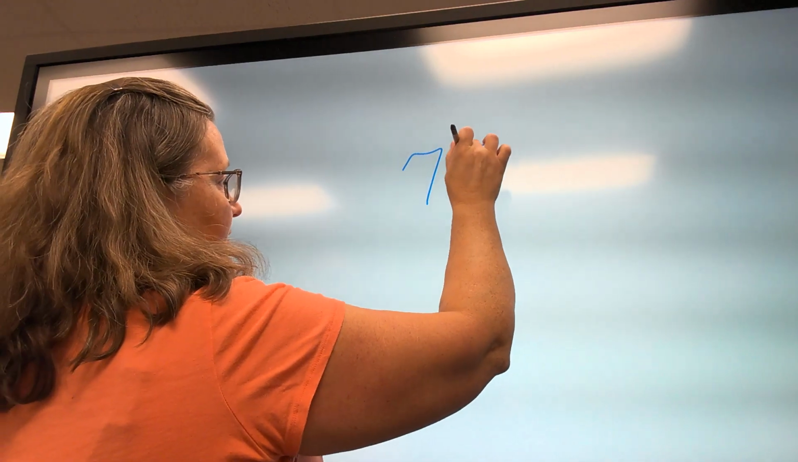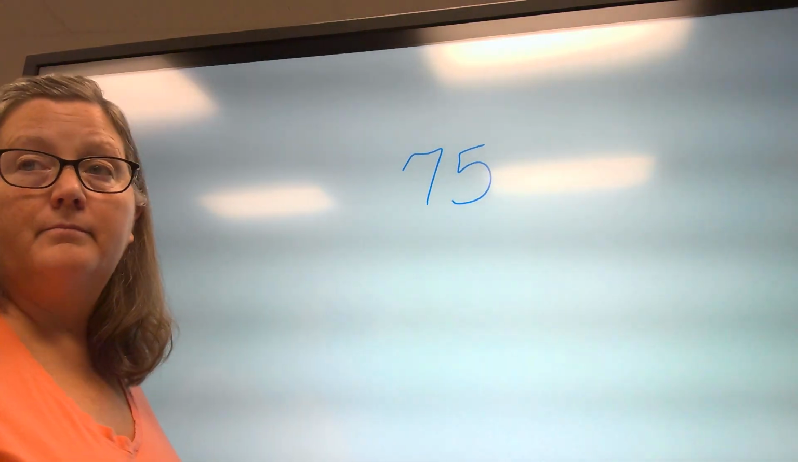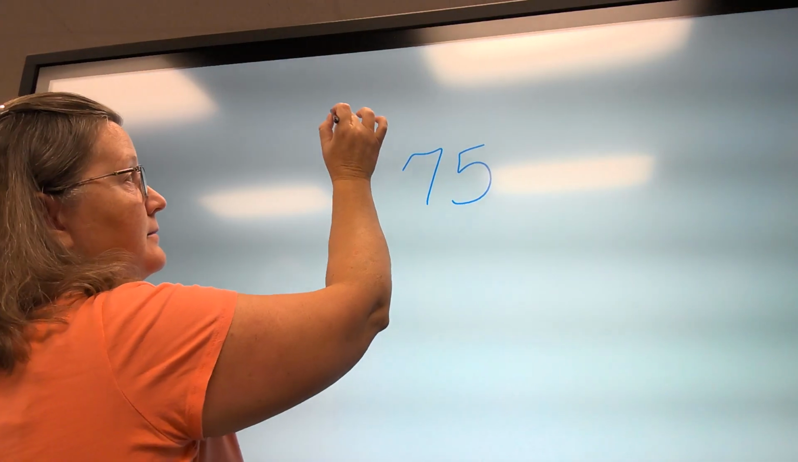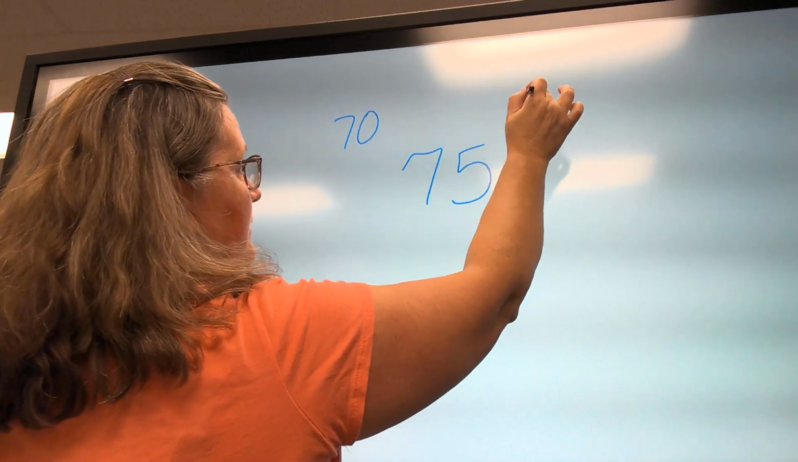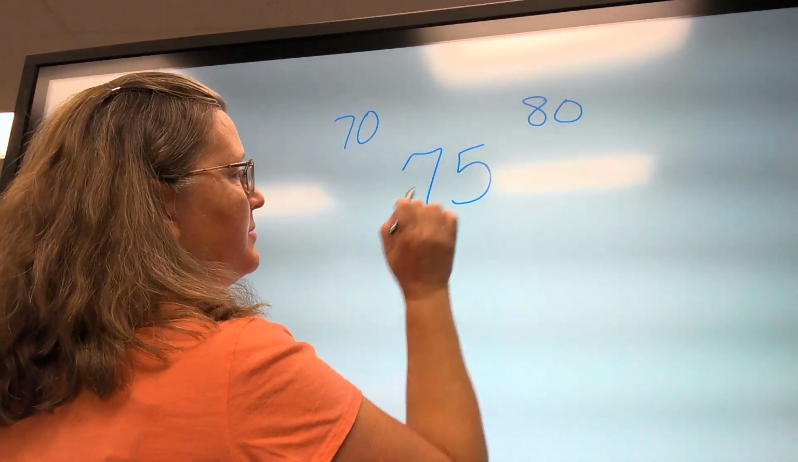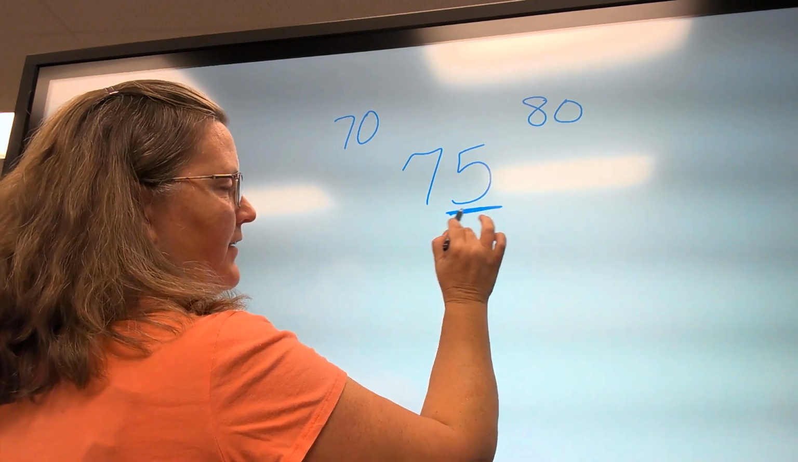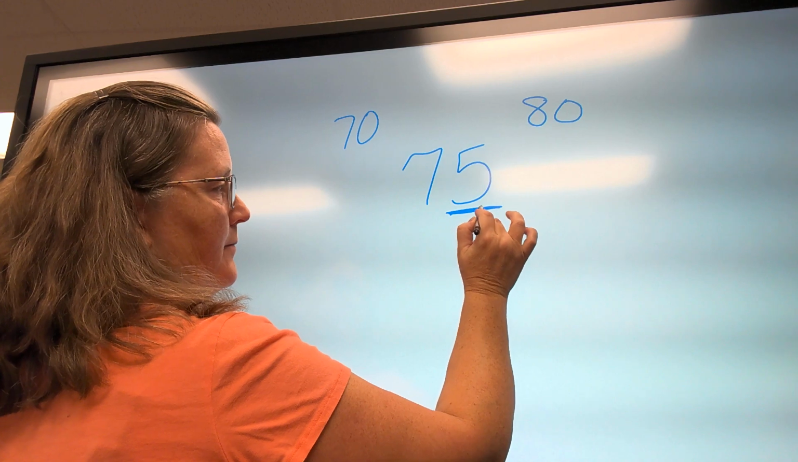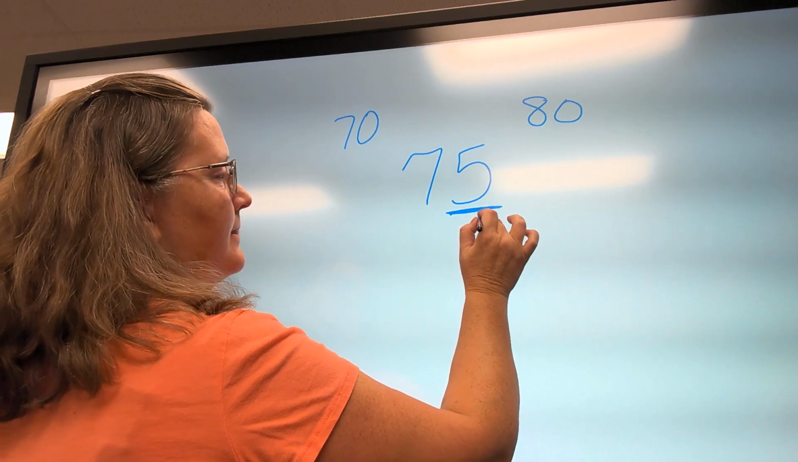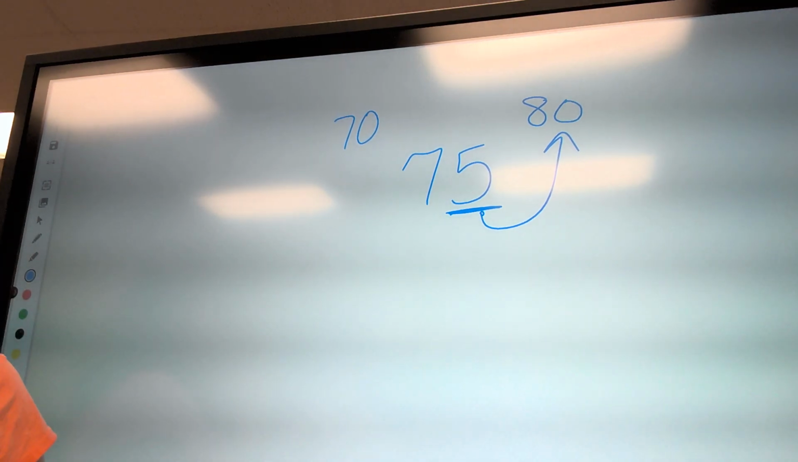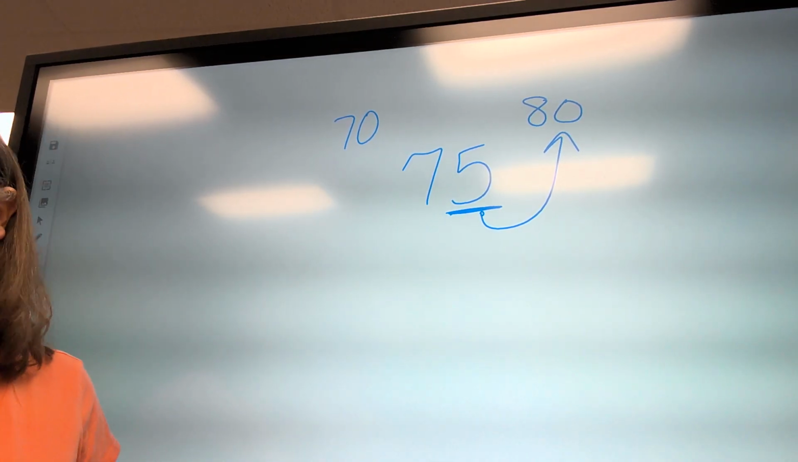Our next one says to round 75 to the nearest 10. Between which two 10s would 75 be? 70 and 80. So it's either going to be 70 or it's going to be 80. We see our 5 there. 5 or above, give it a shove. So we would round 75 up to 80. Okay? All right.